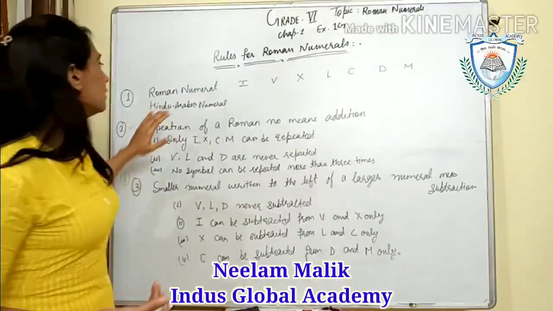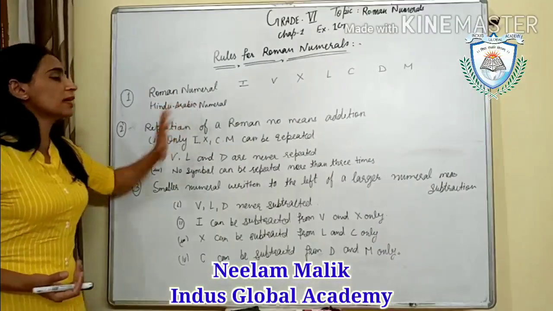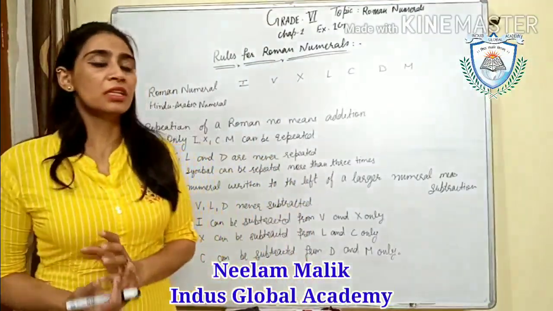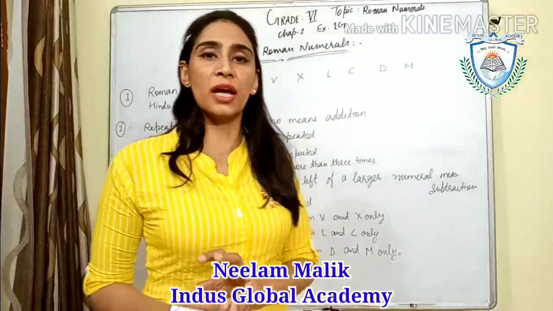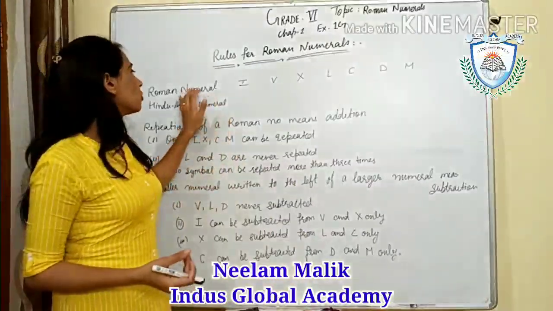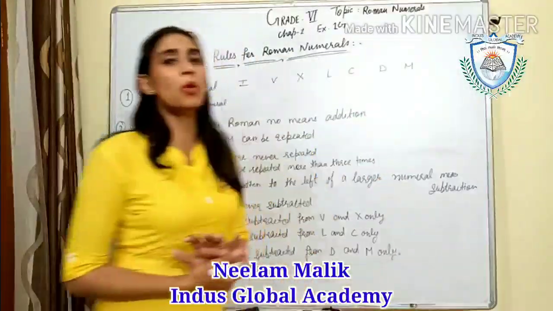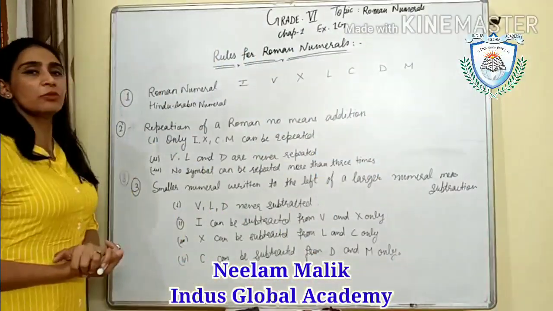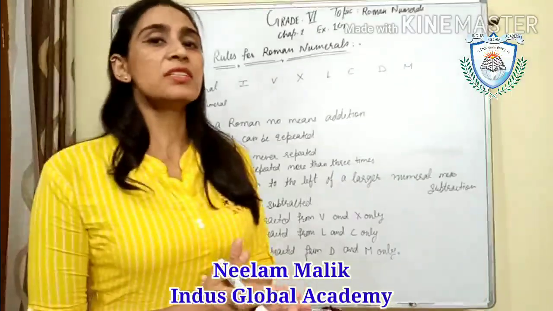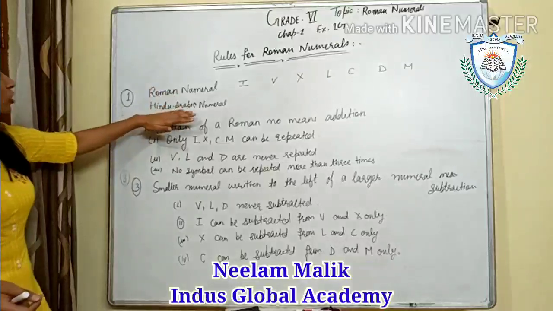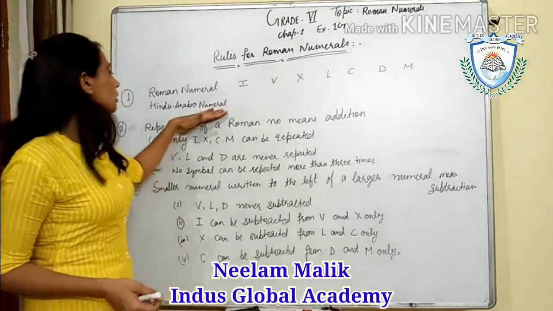In our Hindu Arabic numeral, we are using 10 symbols. These symbols are our digits 0 to 9. In the Roman numeral, we will use only 7 symbols and we will form all the numbers. First we will go over some rules about this, and after that we will do our exercise. So here are the Roman numeral and the Hindu Arabic numeral.